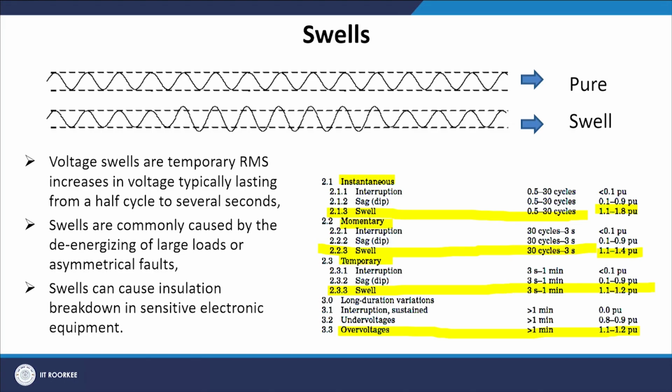Similarly, we will move to one more variable known as swell. The name itself speaks that the voltage has increased. So, you could see similar to sag, in case of swell, the voltage magnitudes, that is temporary RMS, increase in voltage, typically lasting from a half cycle to several seconds. Swells are commonly caused by the de-energizing of large loads or asymmetrical faults. Swells can cause insulation breakdown in sensitive electronic equipment.